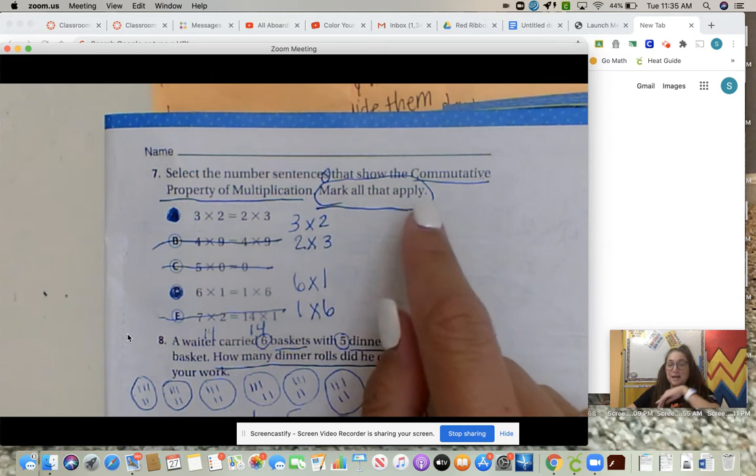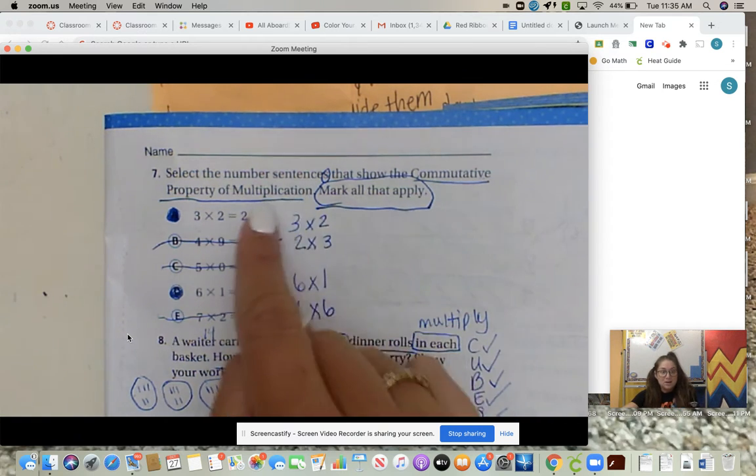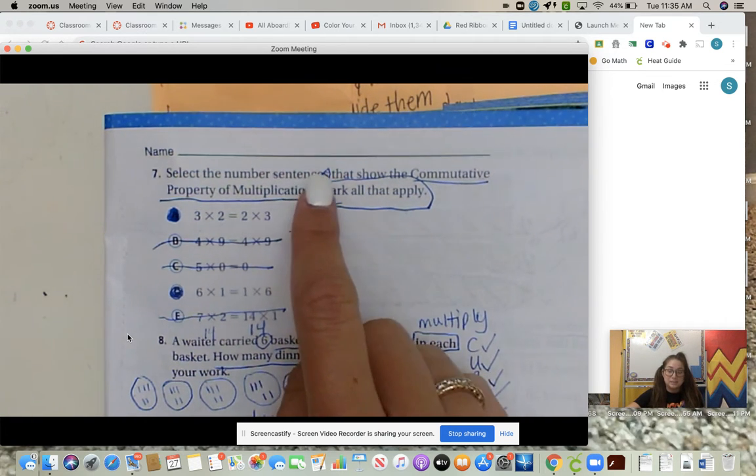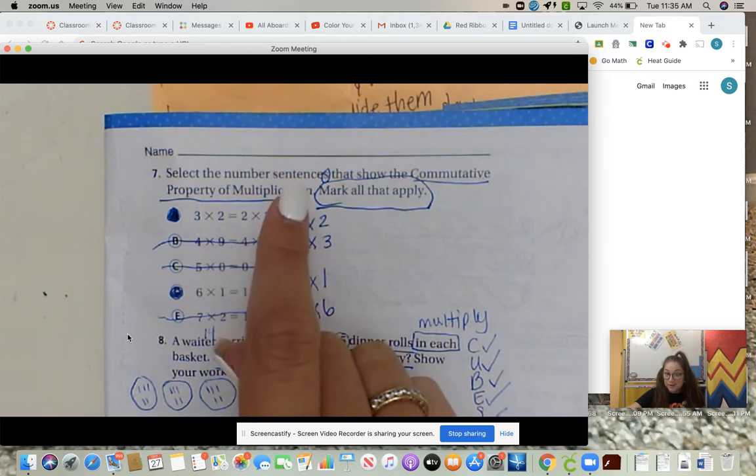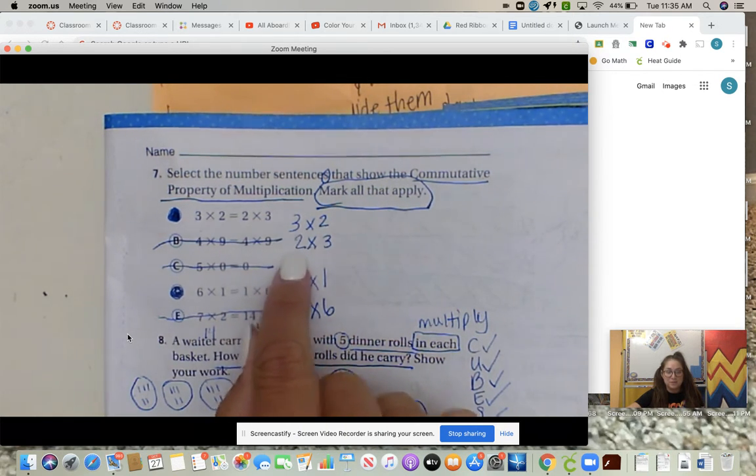Mark all that apply. So we discussed how when it says mark all that apply, there's more than one answer. And there also is an S at the end of sentence. So sentences means more than one. So we tried 3 times 2. The commutative property is 2 times 3.